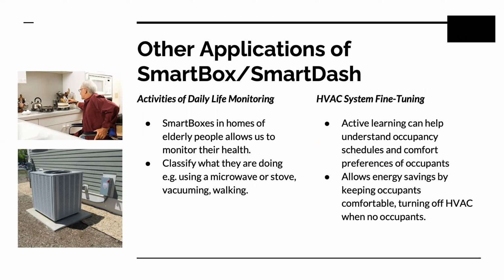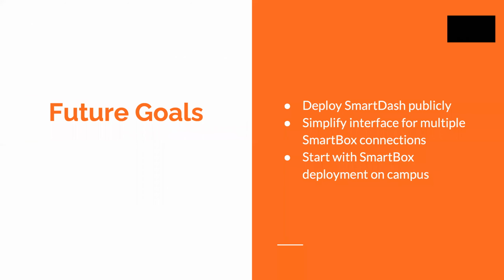It's also good for a central heating system. The active learning can help us understand occupancy schedules and comfort preferences of occupants. This will also allow us to save energy by keeping the AC unit on and off based on the presence of occupants. Here are some of the future goals.